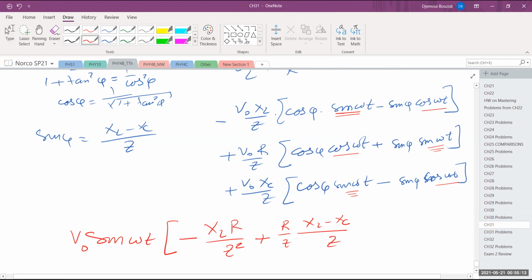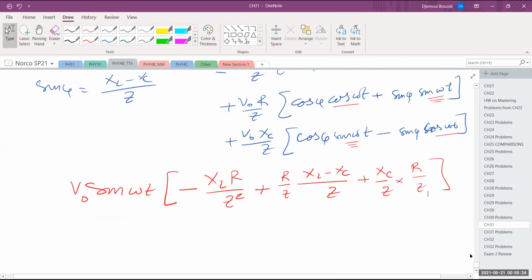So I'm going to have the V naught out. So it's going to be plus XC over Z times cosine of phi. And cosine of phi is R over Z. So this term must cancel. And it does, because look at these two terms.